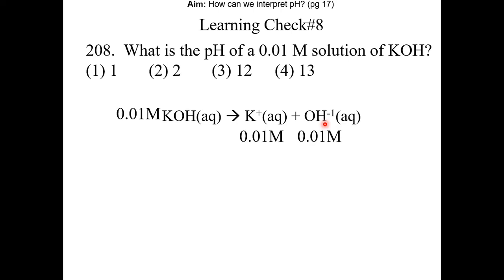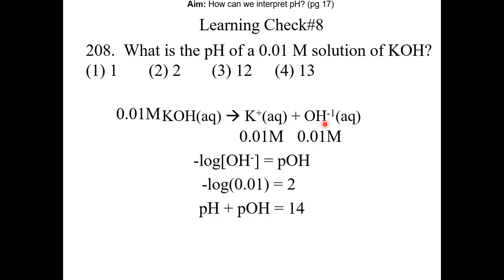Notice that we're given hydroxide, not H plus ion. Therefore, we need to first calculate the pOH. The negative log of the hydroxide ion concentration is pOH. So the negative log of 0.01 is 2. We know that pH plus pOH is 14. Since pOH is 2, pH has to be 12, so the answer is choice 3.